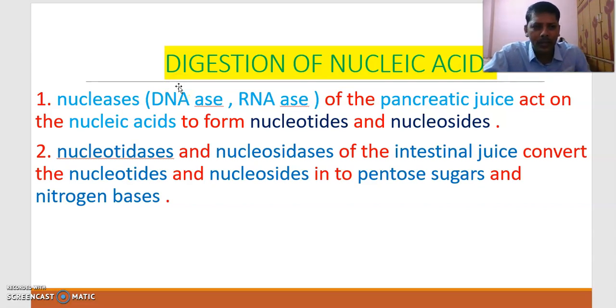And they are also digested. To digest the nucleic acid, there are enzymes called nucleases. Where are they present? What are they? Okay, DNAase and RNAase are called nucleases, which are present in the pancreatic juice. They act on nucleic acids, which are DNA and RNA, and form the nucleotides and nucleosides.